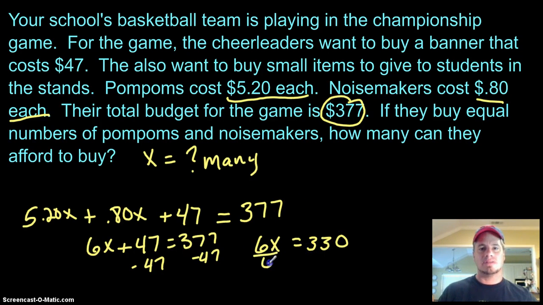One last step, I'm going to divide by 6, and x is going to equal, well, 6 into 33 goes 5 times, remainder 3, 6 into 30 goes 5 times, x equals 55. And that concludes our lesson, our tutorial over 3.2. I hope this helps.